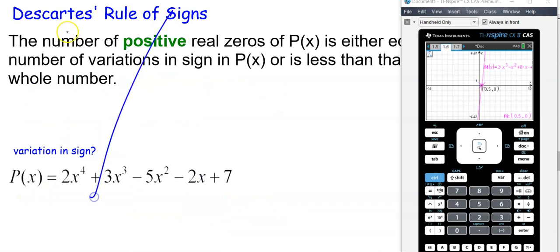We don't have to learn Descartes' rule of signs. I'll make sure the homework reflects that. That used to be something we had to learn how to do. We don't. That's it.